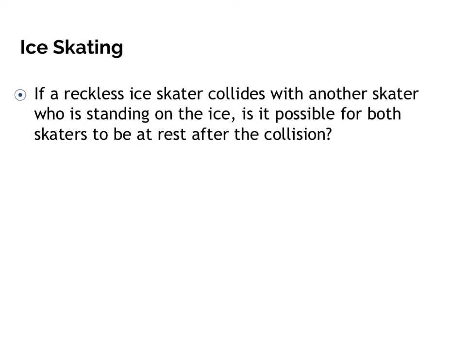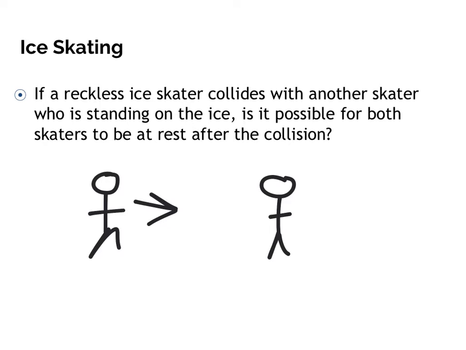Okay, so if we think about this, if we have a couple of skaters, a reckless ice skater is colliding with another skater who's standing on the ice. Is it possible for both skaters to be at rest after the collision? Well, let's draw a picture. So we have our reckless ice skater moving across the ice, and here's the other ice skater just standing here. We'll say this is ice skater A, the reckless one, and then ice skater B.